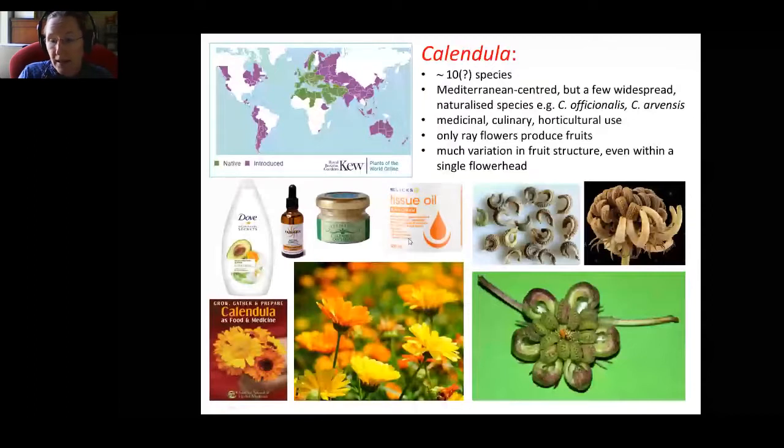In Calendula, only the ray flowers produce fruit. So here's another picture of a fruiting head. The disc flowers have withered and fallen off, but there's 1, 2, 3 different types of fruit that have been produced by the ray flowers. And there's much variation in fruit structure in the genus Calendula.